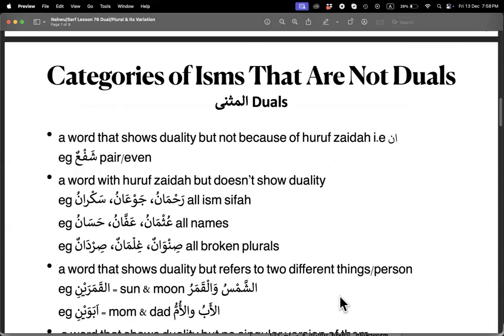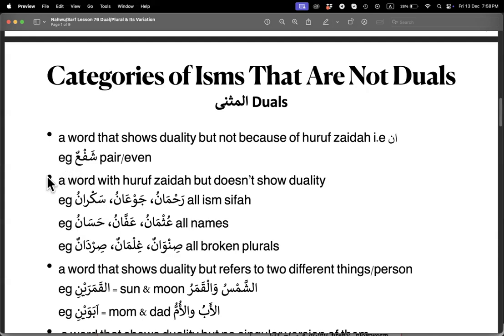Okay. So here we have to talk about isms that are not actually duals. A word that shows duality, but not because of huruf zaidah, meaning the alif nun at the end, the ani aini at the end. So for example, the word shaf'un. It means a pair or even. So this is not a dual word.